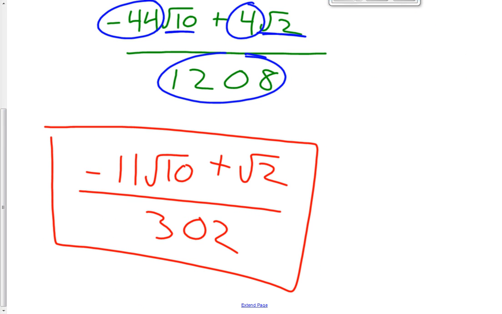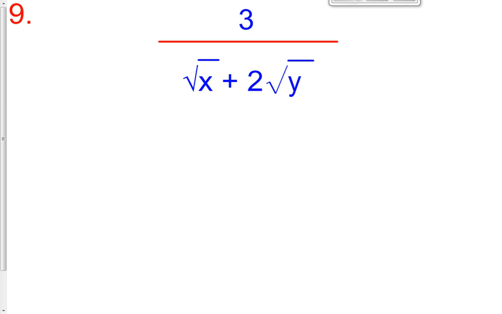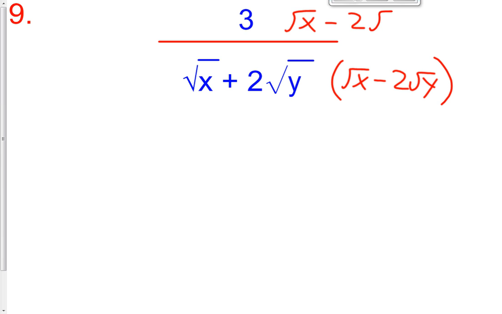Let's keep on practicing this because it's definitely a new concept. We're going to multiply by the conjugate because we see a binomial with radicals in the denominator. So we're going to multiply by square root x minus 2 square root y.